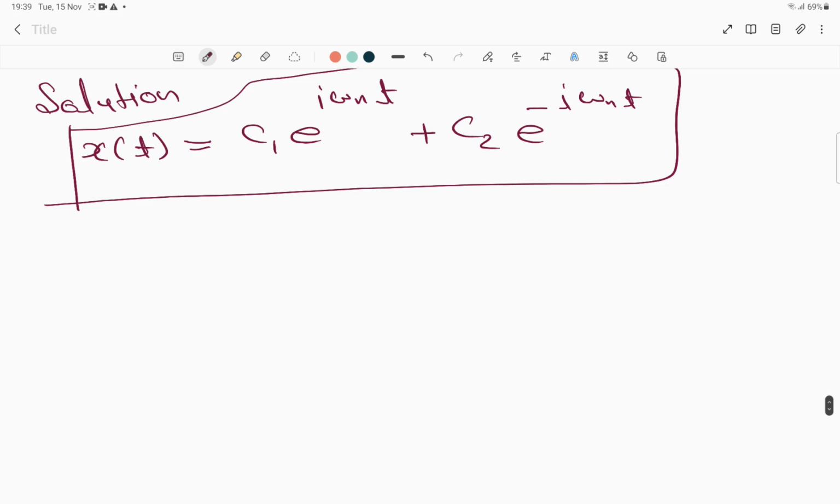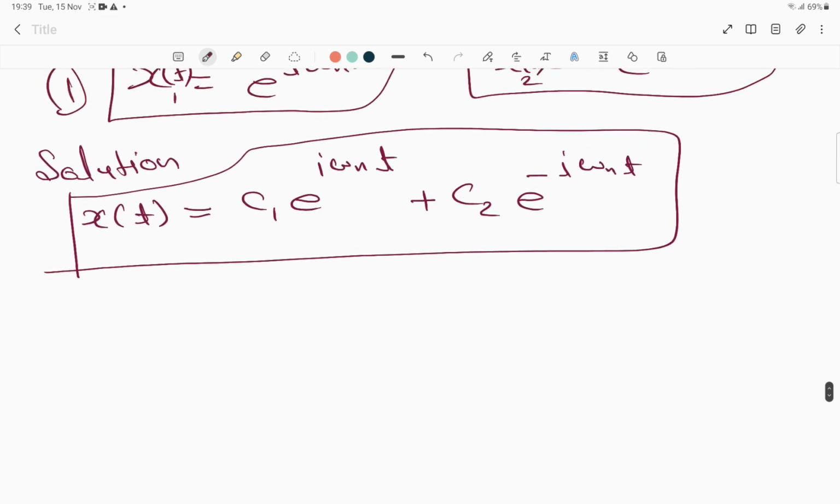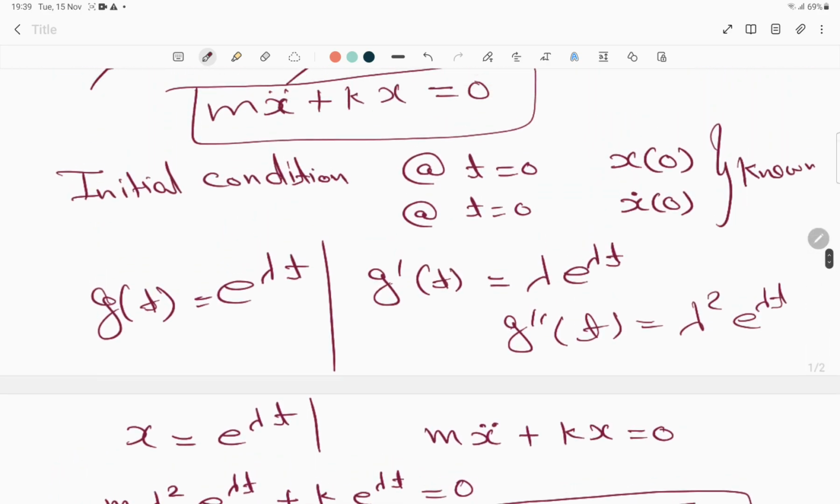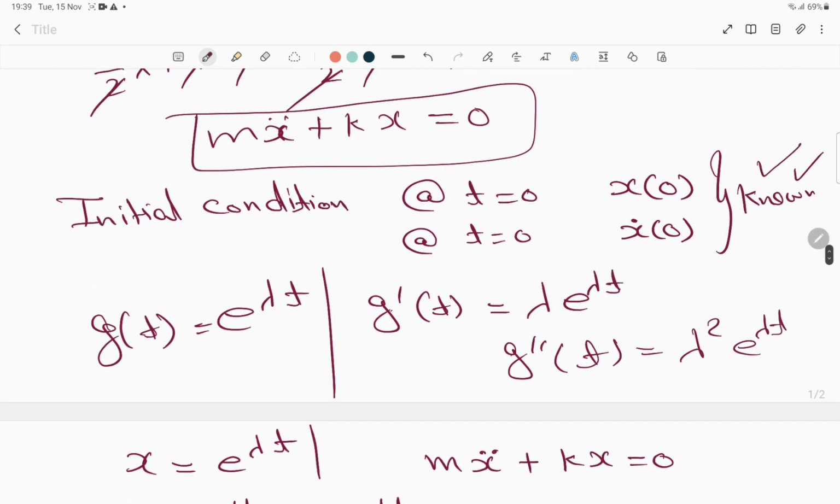So as we mentioned over here, I know the initial condition. What was the initial condition? That I know x0. So you can see if I put t is equal to 0 over here, I will get c1 e power 0 and then c2 e power minus 0. So that is nothing but c1 plus c2. So my first equation is c1 plus c2 is equal to x of 0. That is known to me. That's the initial condition I have taken over here.